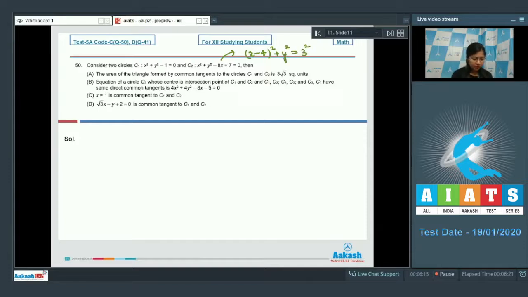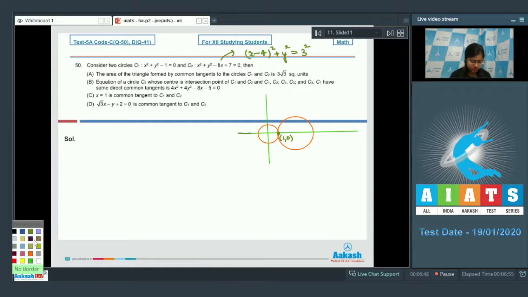Now if we plot the two circles, then they are like this. This is the first circle. The second circle is like this, where it is touching it at point (1, 0). Right? Now let's draw the common tangents of these two circles. Something like this. And one of the common tangents will be here.